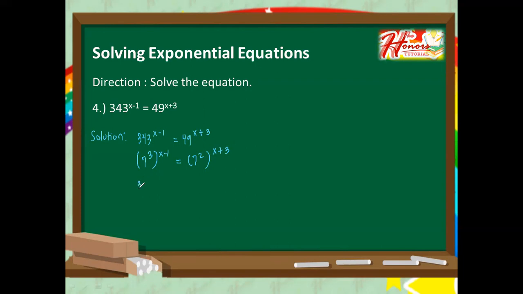So we have here 3 times x minus 1 equals 2 times x plus 3. And then we have to simplify this. So 3 times x, that's 3x. 3 times negative 1, that's negative 3, equals 2 times x is 2x. 2 times 3 is 6. And then we have to continue solving.